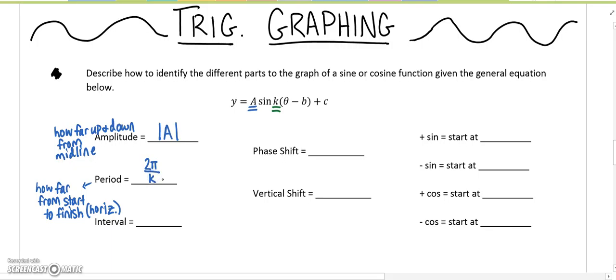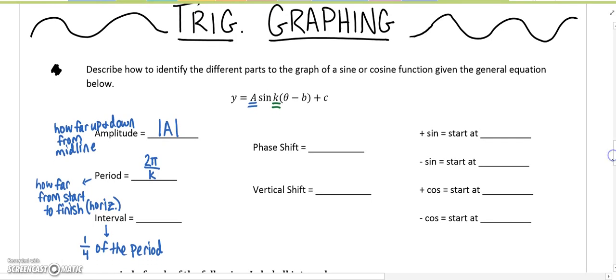Alright, the interval. Remember the period is going to be a larger number. Well, a period's not going to help us get the little different pieces to it. So then we also calculate the interval. The interval is 1/4 of the period. And it tells you where to put your x values. It tells you where to put the marks on the x-axis. So to do that, we take the period and we divide it by 4.